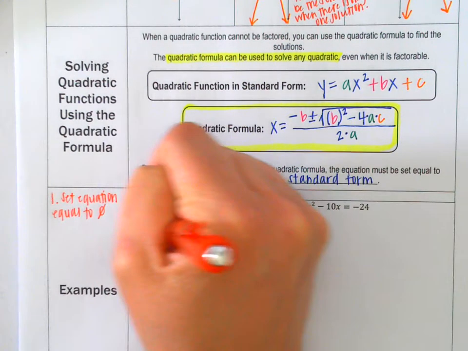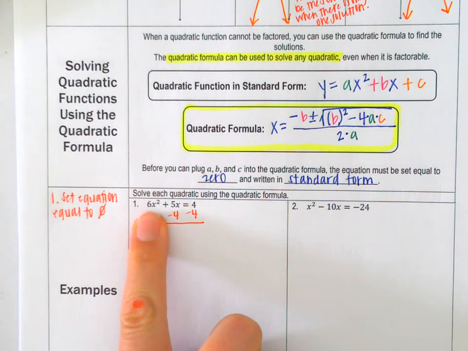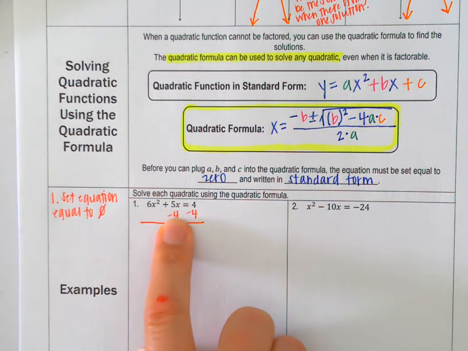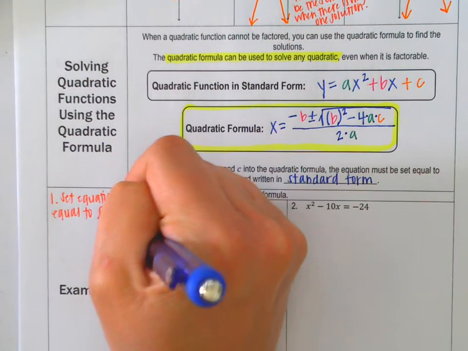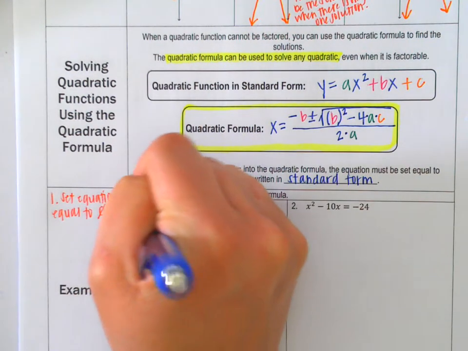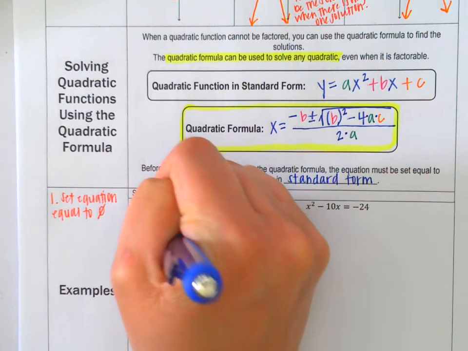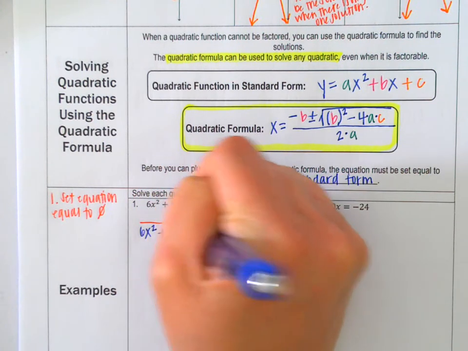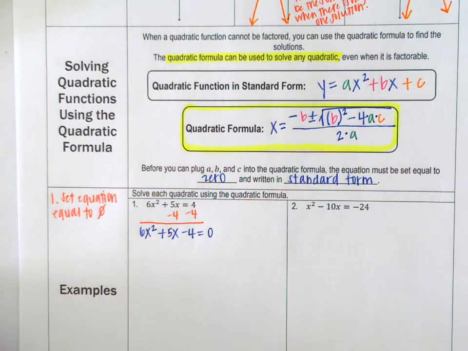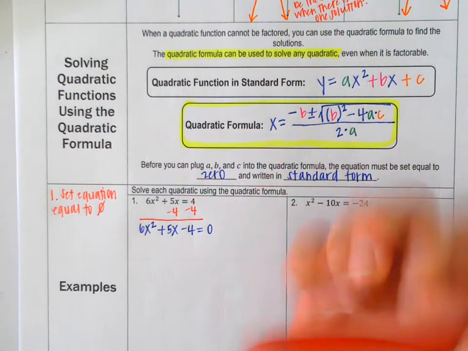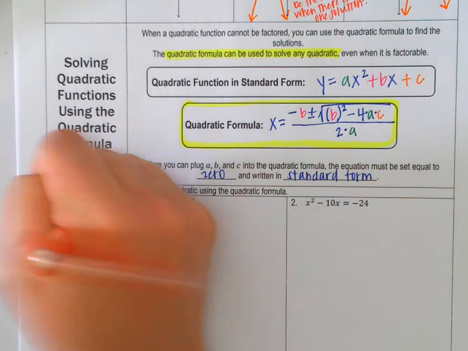Now this 4 can't combine with anything. 6x squared is not a like term with 4, and 5x is not a like term. So I'm just going to write it in standard form: 6x squared plus 5x minus 4 equals 0. Then once I get that going, now I'm going to identify A, B, and C.